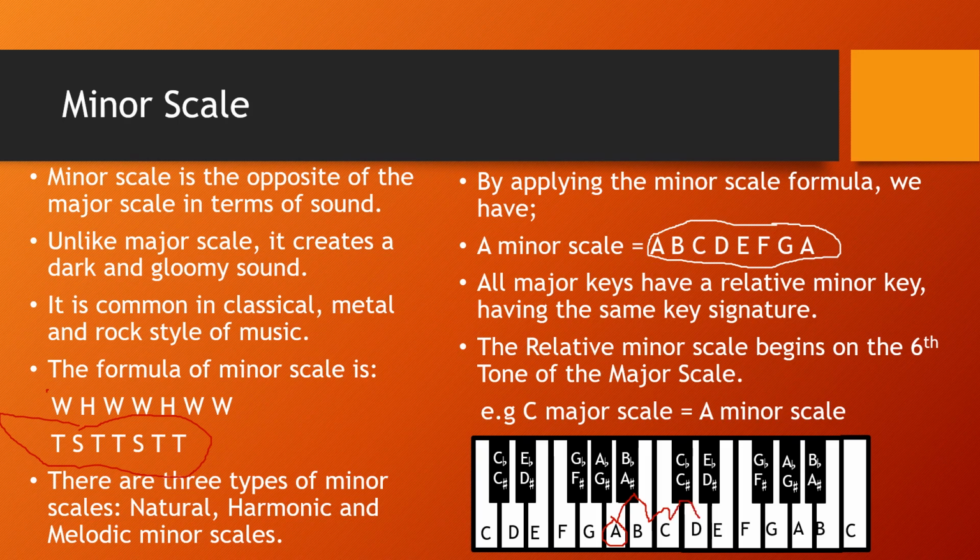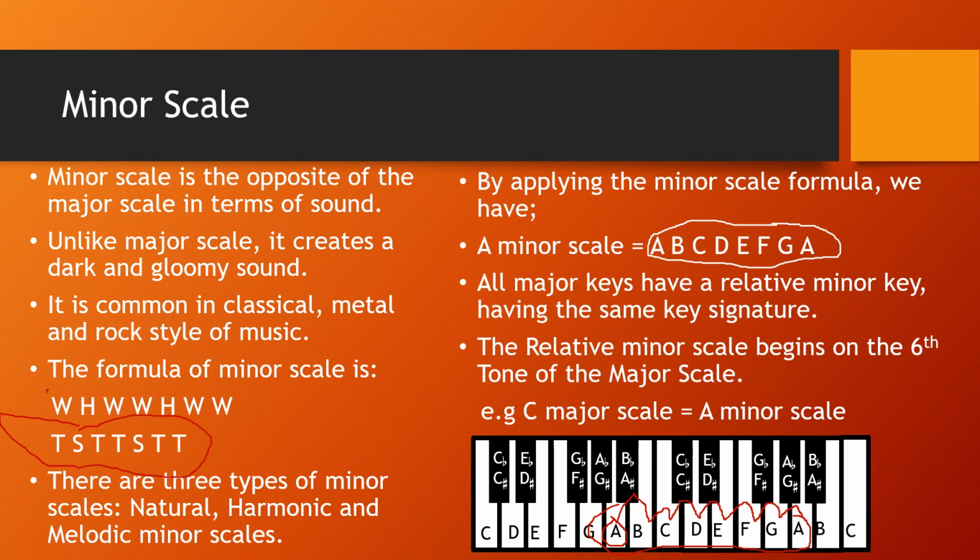So it gives us D. Then we should go for tone again, which gives us E. Then it says semitone, which is F. Then tone gives us G. Then another tone gives us A. So this forms the A minor scale. You can apply the same formula and form other minor scales from the keyboard.